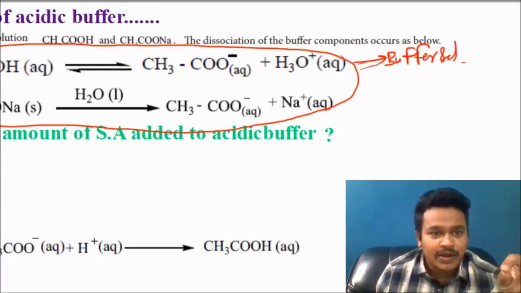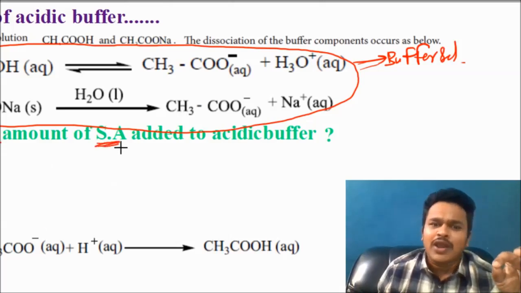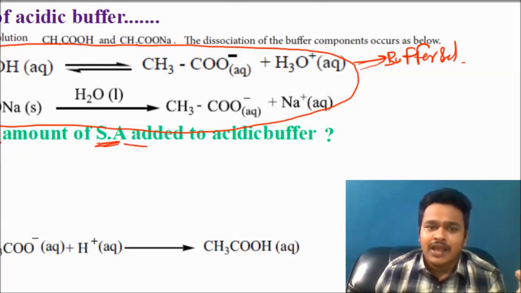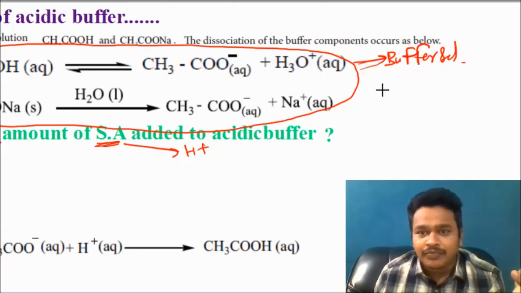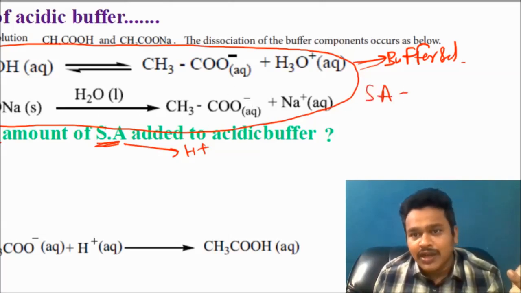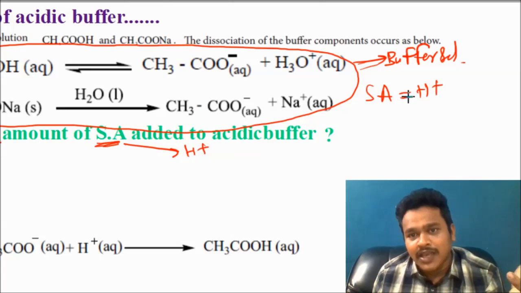So what I am going to add is a small amount of strong acid. Strong acid, what is the meaning? What you are adding is some H plus ions. Consider this is in one vessel. In this vessel, what are you adding? Strong acid you are adding. That means H plus ions you are adding.